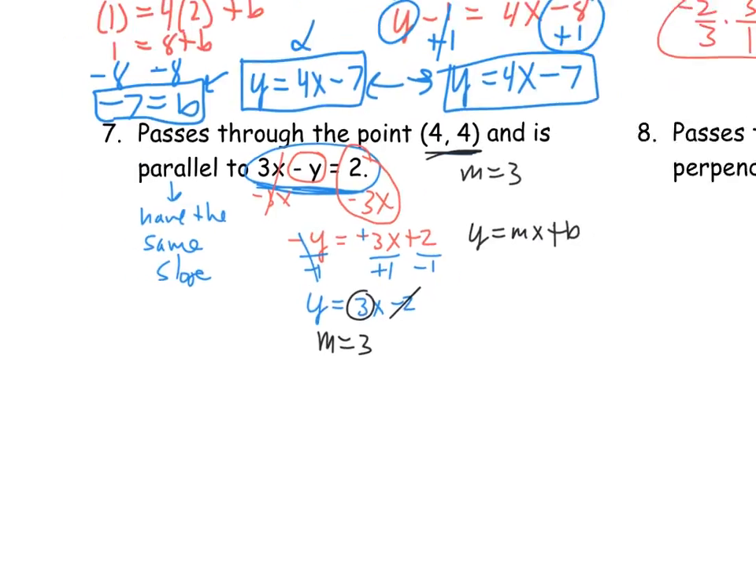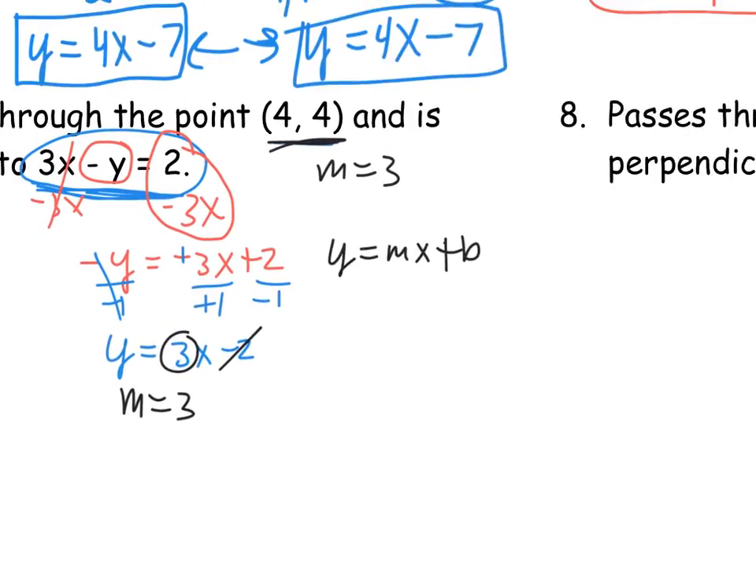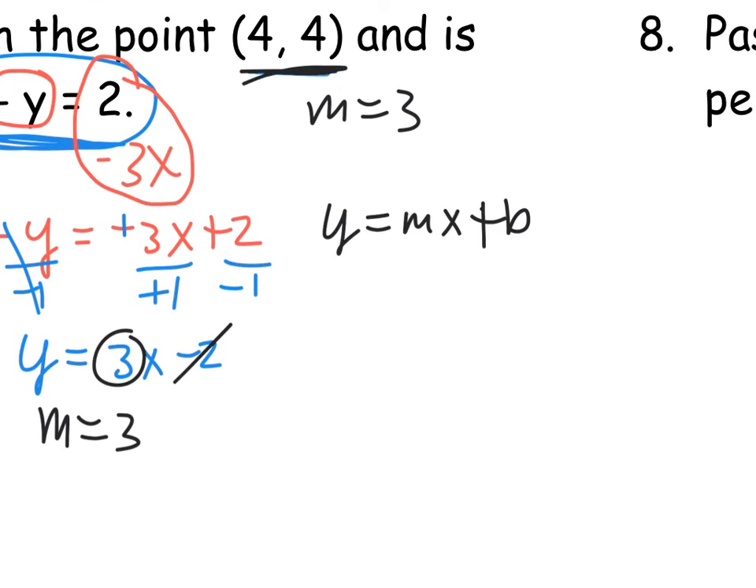Wait a minute now, hold on a second. Yeah, I did slope-intercept form for that one. I'm going to do point slope form for this one. If I did slope-intercept form for this one, I'd just plug in 4 for y and 4 for x and 3 for my m, solve for b, and I could write my linear equation.